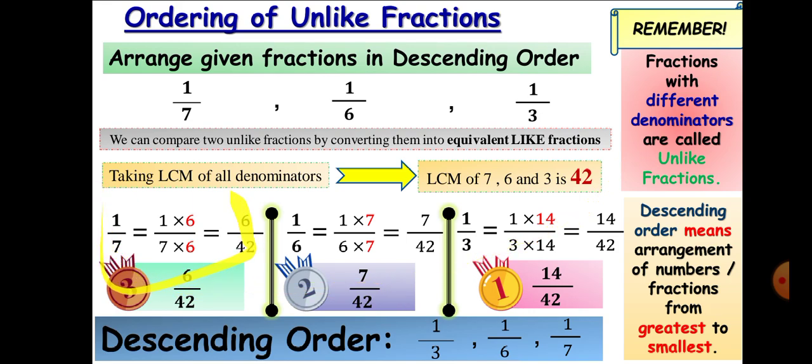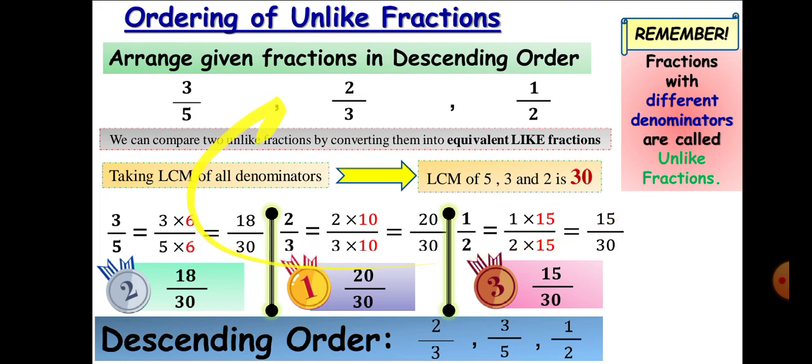So 1 over 7, this fraction is going to be multiplied by 6, you're going to get 6 over 42. 1 over 6, multiplied by 7, you're going to get 7 over 42. 1 over 3, multiplied by 14, you're going to get 14 over 42. Here the denominator is the same, so we have to look at the numerator. First of all 14 over 42 is going to come, then 7 over 42, and then 6 over 42. That means first 1 over 3, then 1 over 6, and then 1 over 7.